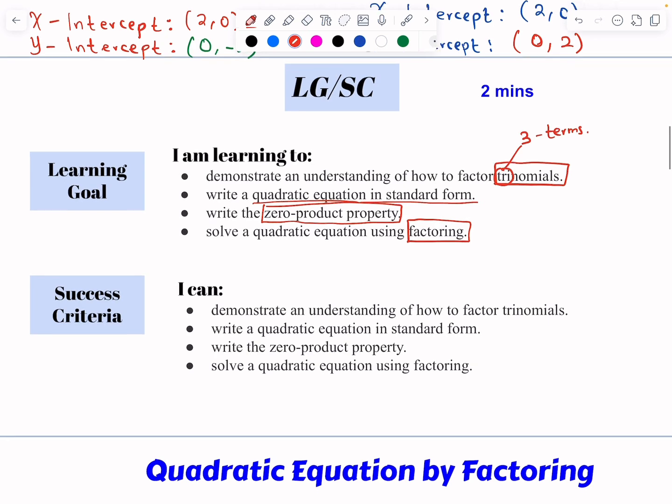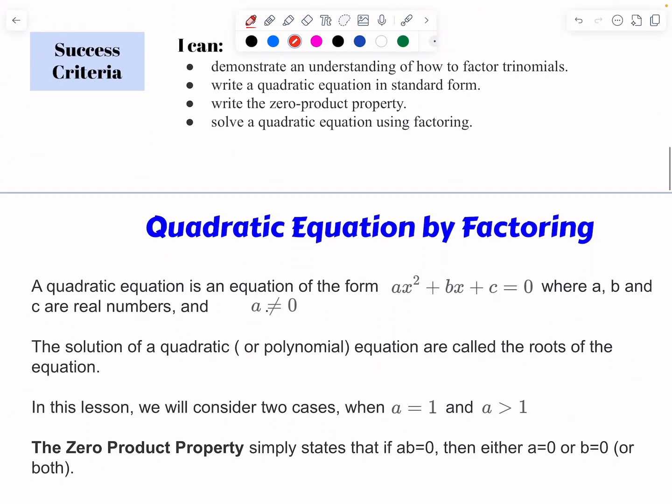And then finally, we're going to see how to solve that quadratic equation using factoring. Let's start. Let's define what we mean by a quadratic equation. A quadratic equation is an equation with a form that's going to look like this. What do you notice about this equation? First of all, I notice that the degree is 2. The term that has the highest exponent gives the degree, and if the degree is 2, we have a quadratic equation.